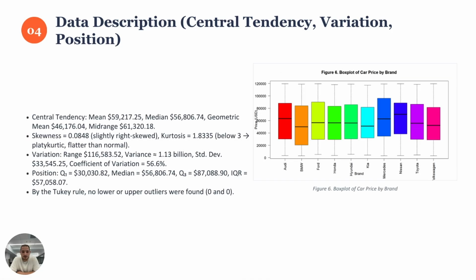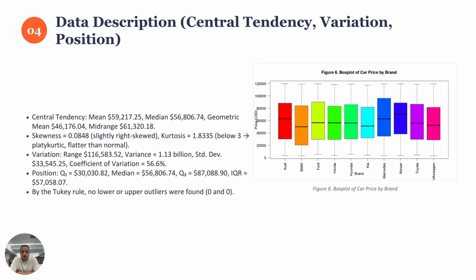Here we calculated central tendency, variation, and position. The mean price is $59,217 and the median is $56,807. Close values. So the distribution is slightly right skewed but almost symmetric. Skewness is 0.0848, almost no skew. Kurtosis is 1.83, below 3, so our distribution is flatter than normal.